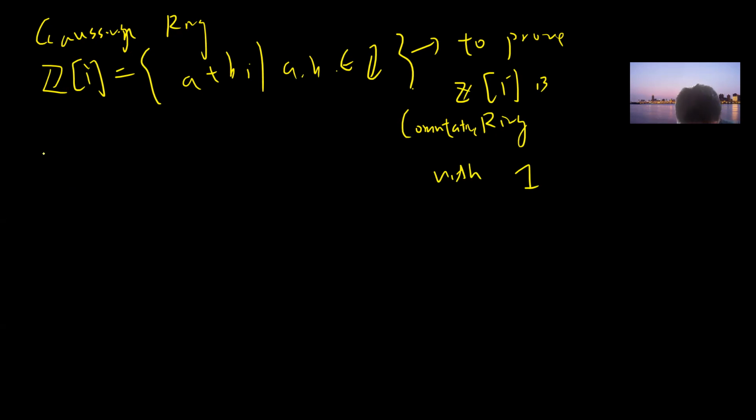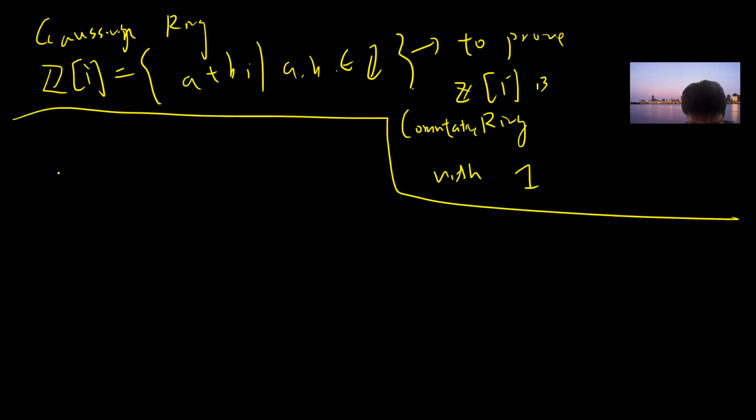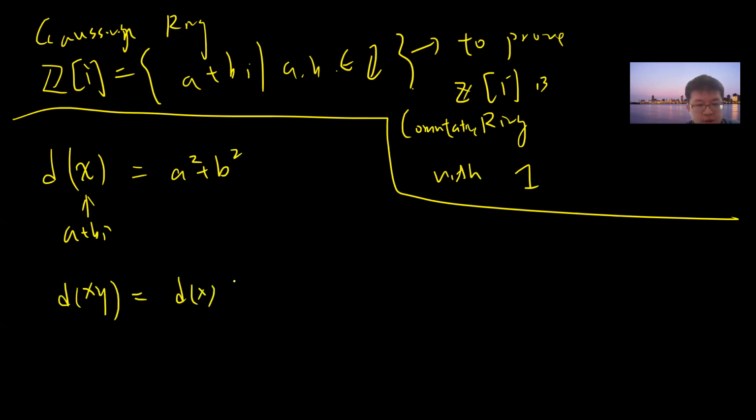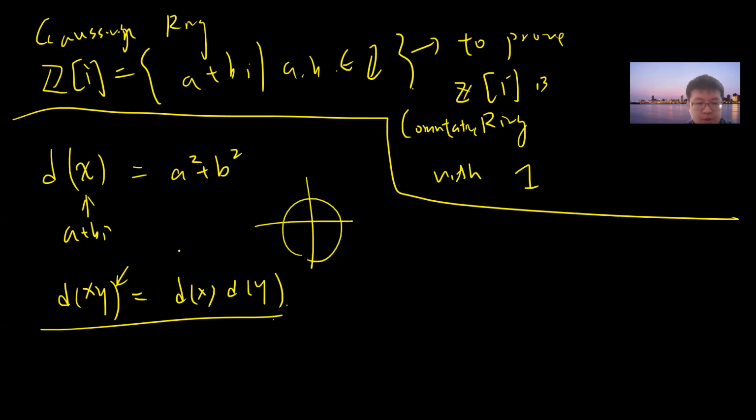In order to prove that it's a Euclidean ring, we need to give it a norm, right? So given x, if x is a plus bi, then I define d(x) to be a squared plus b squared. Also check that for your own exercise checklist. I think this is trivial, right? This is just the norm from the complex plane, so it's easy to check that it satisfies this.